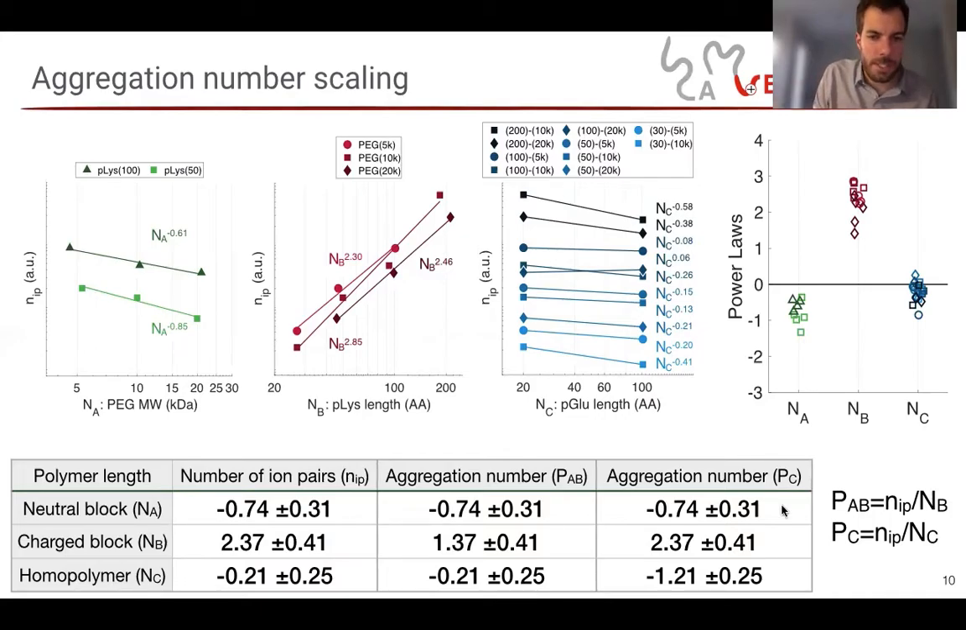And so what we see is that increasing the A block, we see a slight decrease in aggregation number. As we increase the B block, we see a very drastic increase in aggregation number. And like everything else I showed so far, there's just no effect from changing the homopolymer length, the C length.